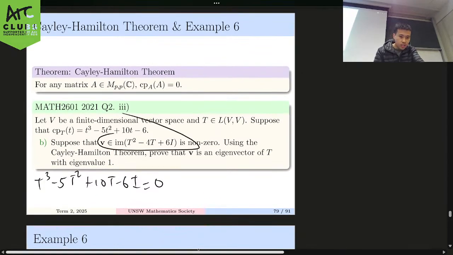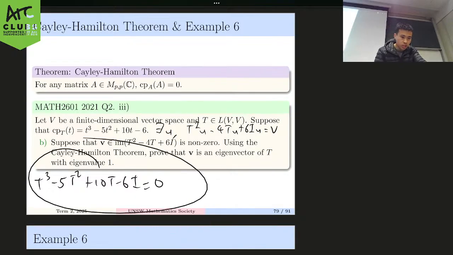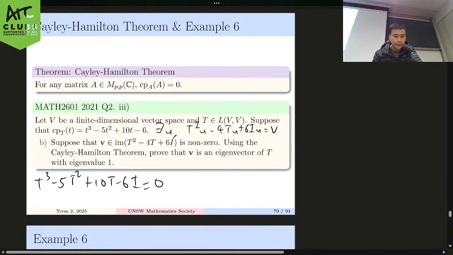Okay, so if v is in the image of that, there exists some u such that T squared u minus 4T u plus 6I u is equal to v. So we're going to try to use that along with this here, and see what we can do from here. We can move this to the other side, so T cubed is equal to 5T squared minus 10T plus 6I.